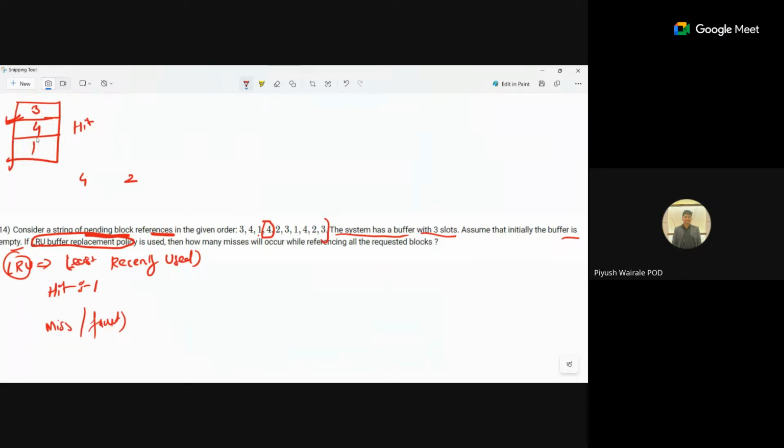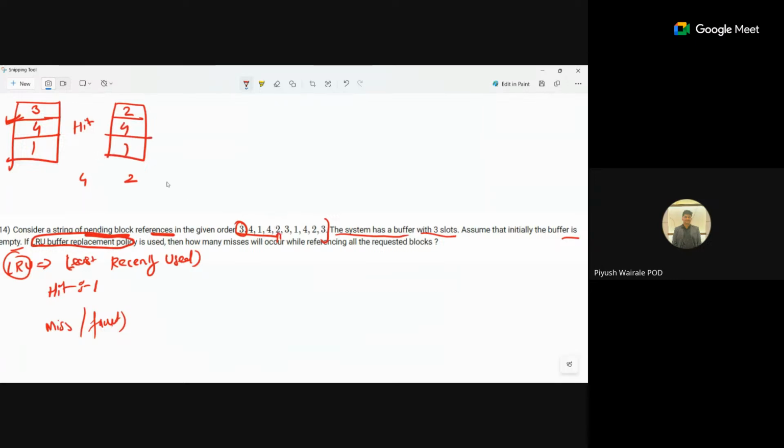So which one is least recently used? 3, sir. So you need to check this particular thing. I am at this particular point. Among these, which one is least recently used? 3, right? So I'm going to remove 3 and add 2 here. So that will be 2, and the rest would be like that only.